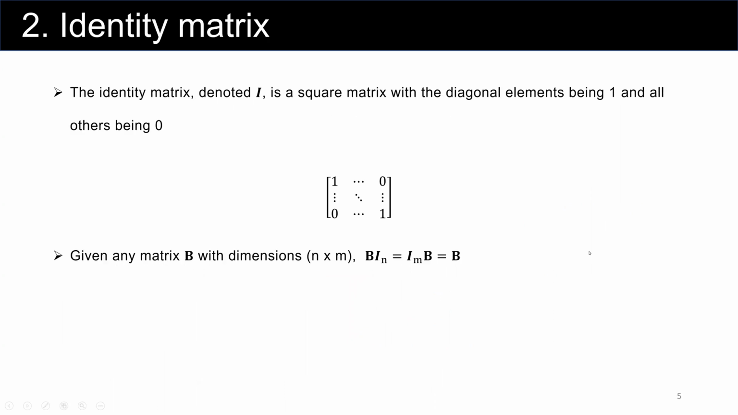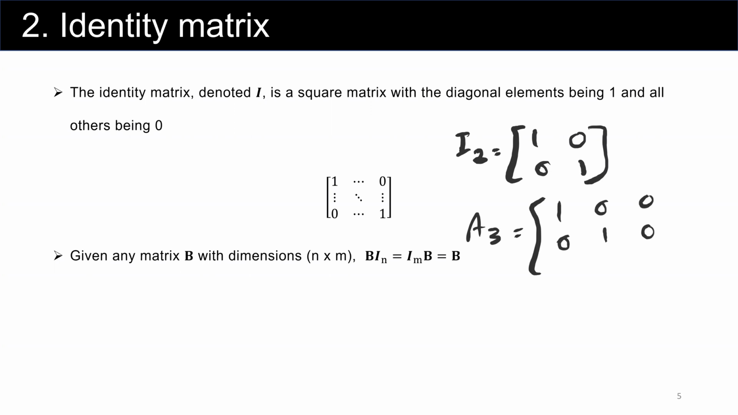The next definition that we have here is the identity matrix. The identity matrix is denoted by I. It's a square matrix with the diagonal elements being 1 and all other elements being 0. For example, the identity matrix of size 2 is 1, 0, 0, 1. The identity matrix of size 3 is 1, 0, 0, 0, 1, 0, 0, 0, 1. Given any matrix B with dimension m by n, B multiplied by I of n dimension is equal to I of m dimension multiplied by B and is equal to B.